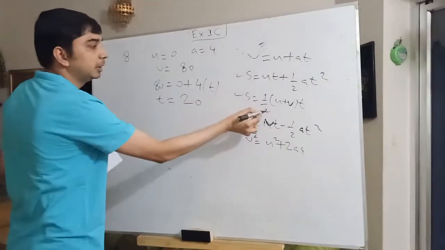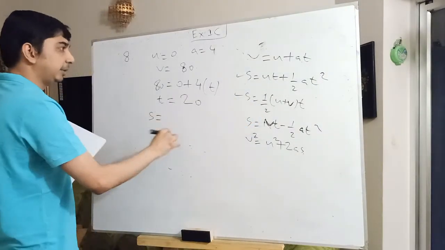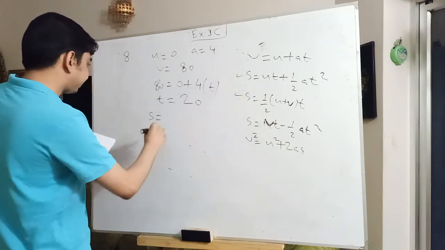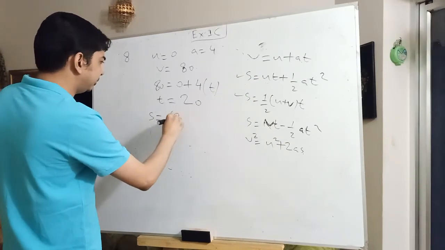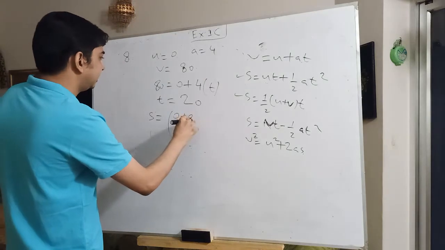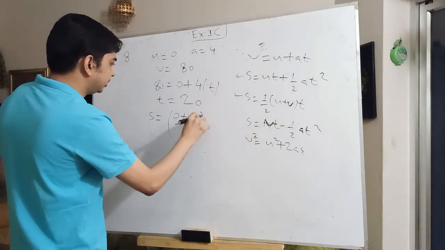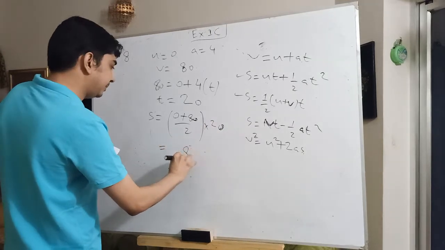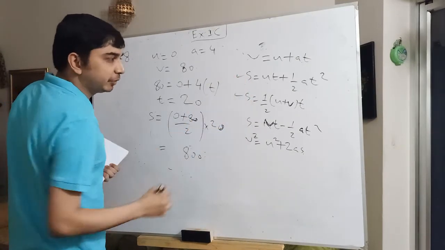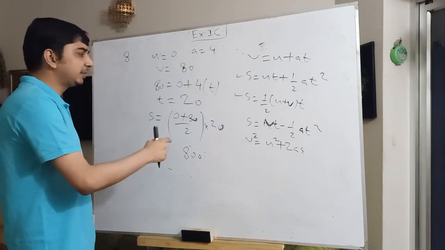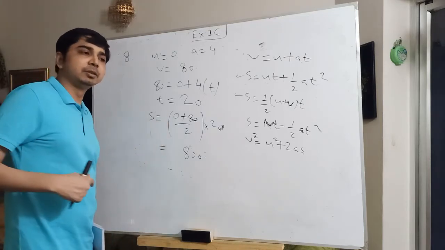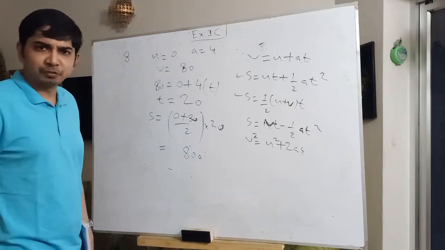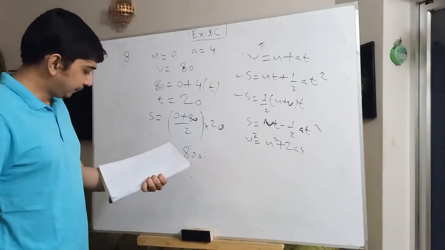So let me use this formula, and you can try by yourself using the other formula. The answer has to be the same. u plus v by 2 into t. So 0 plus 80 by 2 into time 20. So the answer will be the same, 800. Even if you use this formula, the answer is going to be 800. And you have to understand that initial velocity is 0, final velocity is 80. So u plus v by 2, the average velocity, has to be 40 meters per second.